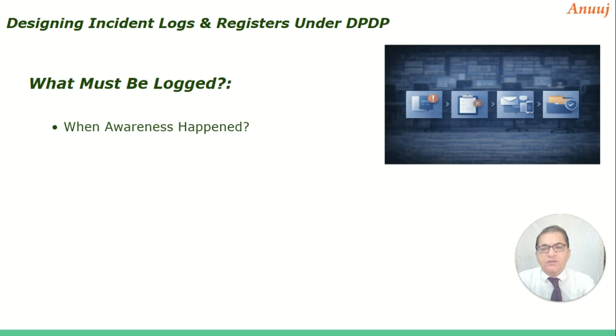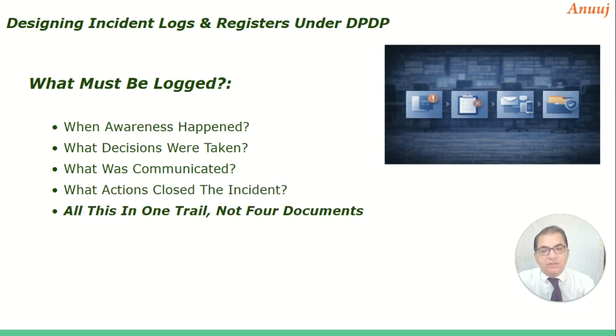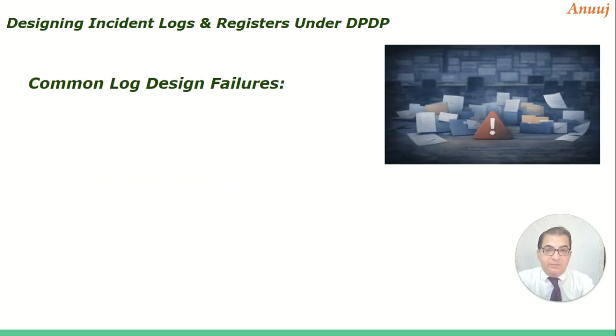What all should be logged? When did it happen? When did you become aware of it? What decisions were taken? What was communicated to the outside world? What actions closed the incident? And how do you ensure that it does not happen again? It's not just making these 4 documents. It's a sequence. It's a trail. Maybe one document that has all of it. We spoke in a lot of detail about these in the previous videos. You can refer back to them.